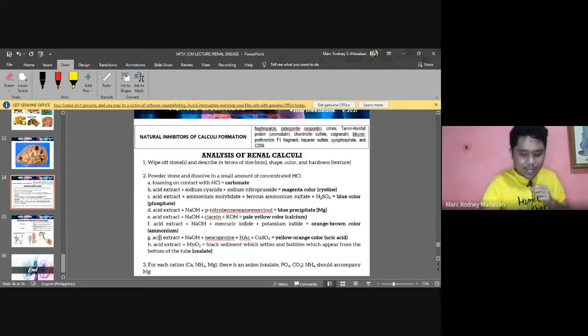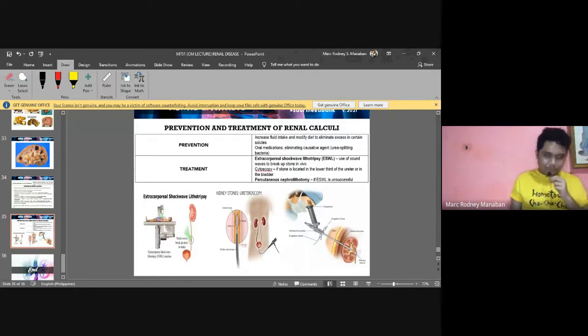Alright? And for the treatment and prevention, of course, for prevention, take note, dears: number one, increase fluid intake. Again, chemical concentration is one of the factors involved in the production of renal calculi. So increasing fluid intake will dilute the solutes so they are not concentrated. Number two, modify your diet, because the majority of these solutes come from our diet. If you know you're a stone former, then you have to modify your diet: less salt, and drink plenty of water.